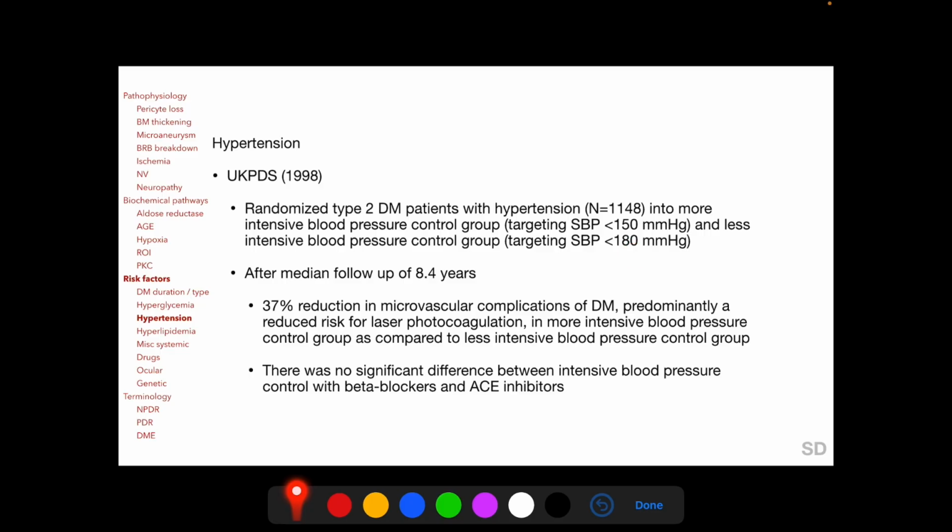And after a median follow-up of 8.4 years, UKPDS found a 37% reduction in the risk of microvascular complications of diabetes mellitus, predominantly a reduced risk for laser photocoagulation in the more intensive blood pressure control group as compared to the less intensive blood pressure control group, but there was no significant difference between intensive blood pressure control with either beta blockers or ACE inhibitors.